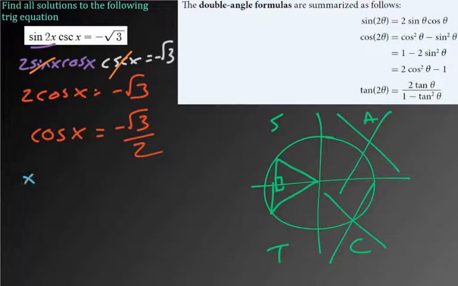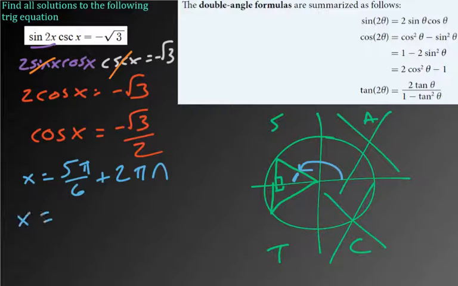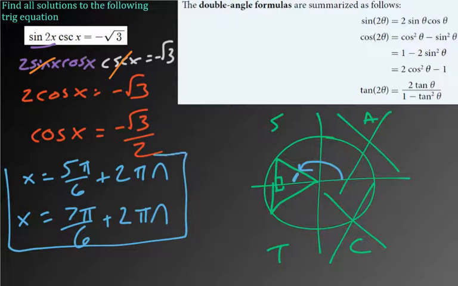So if this is a little pi over 6, then this would be 5 pi over 6. And then you'd have to add 2 pi n again. And then the other one, you can go 6 pi over 6 plus another pi over 6, that's 7 pi over 6, plus another 2 pi n. And those would be the answers to this thing. Any multiple of these would solve this thing.